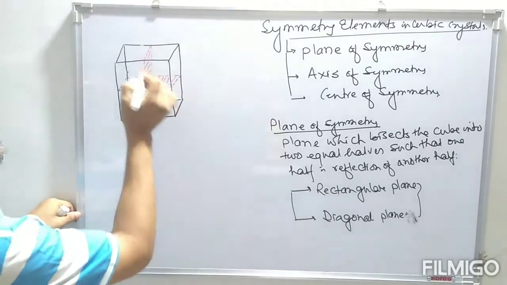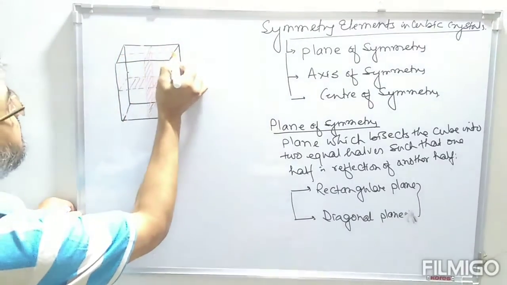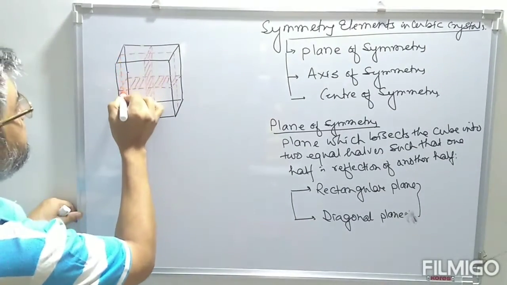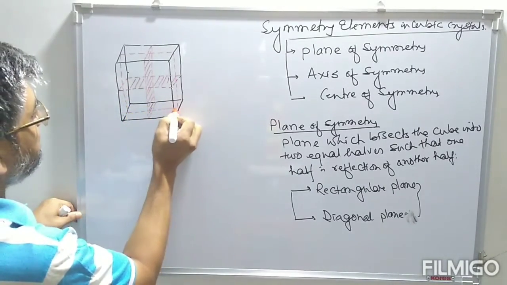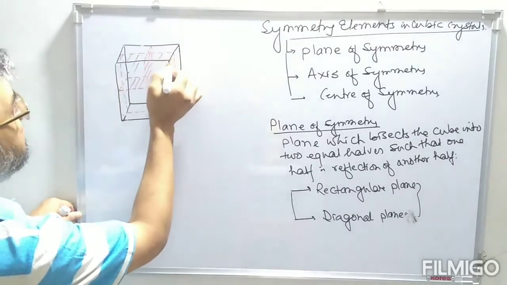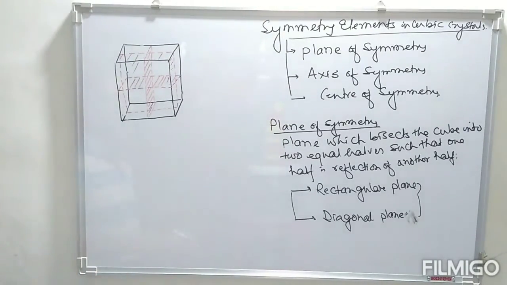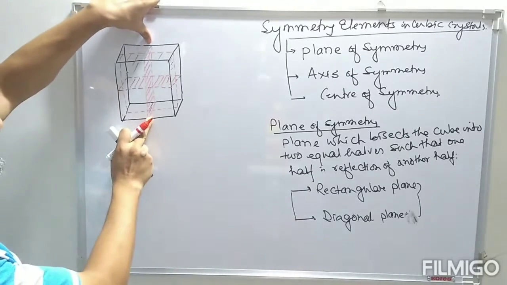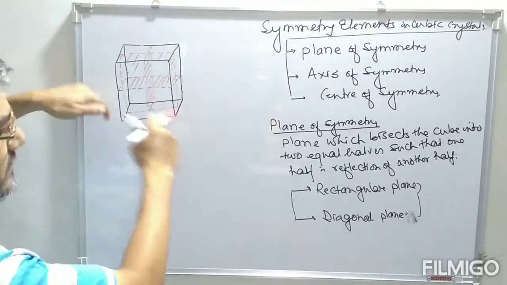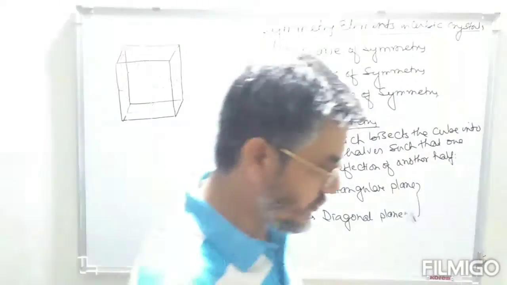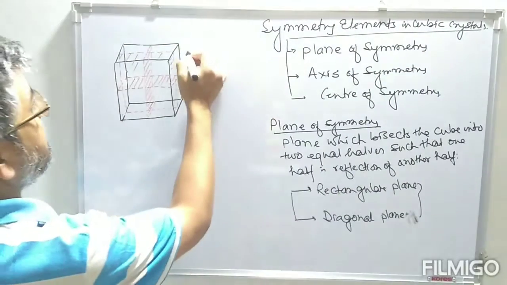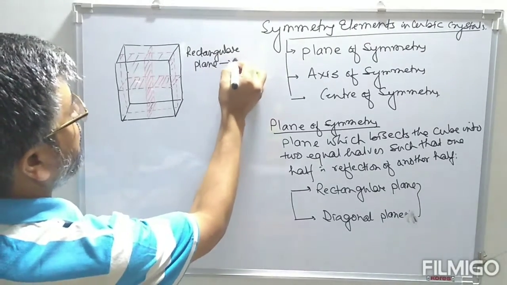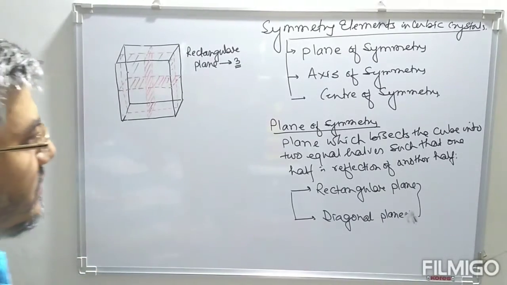And one more plane that we can take is this plane. This plane also bisects the cube into two equal halves. So how many rectangular planes do we have? We have one plane, we have second plane, we have third plane. So in a perfect cube, there are three rectangular planes. Total number of rectangular planes in a cube is 3.